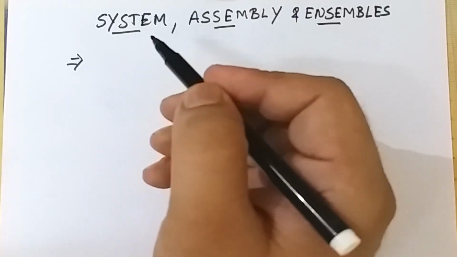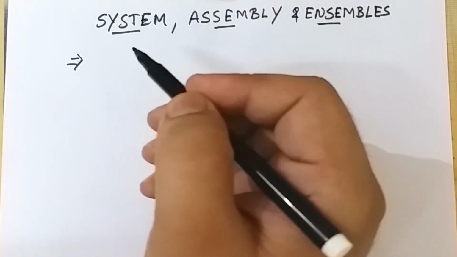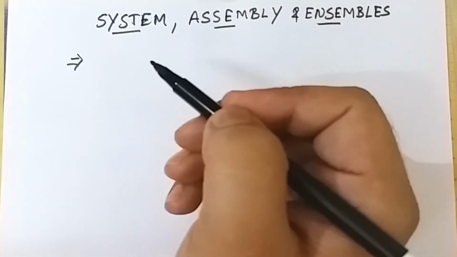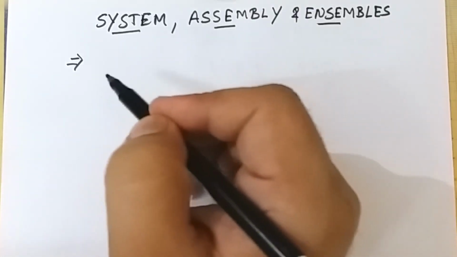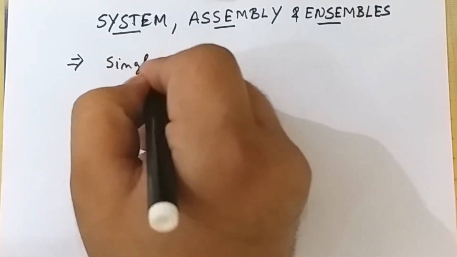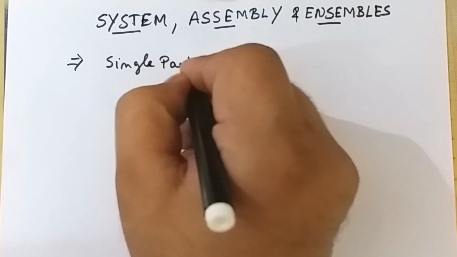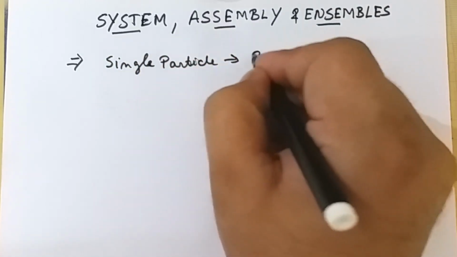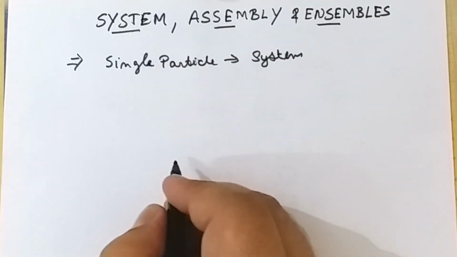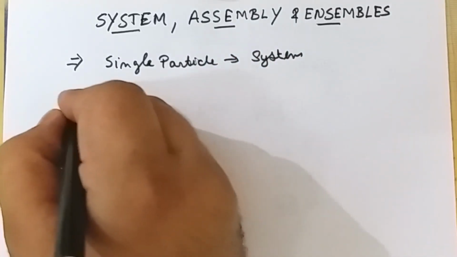Suppose I am considering oxygen gas, then individual oxygen molecules will be considered as the system, because under statistical thermodynamics we are studying individual particles. So I can write that any single particle will be our system.